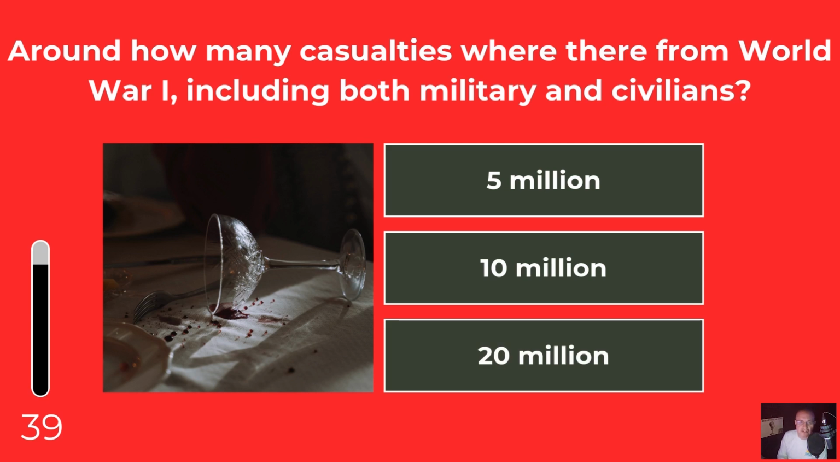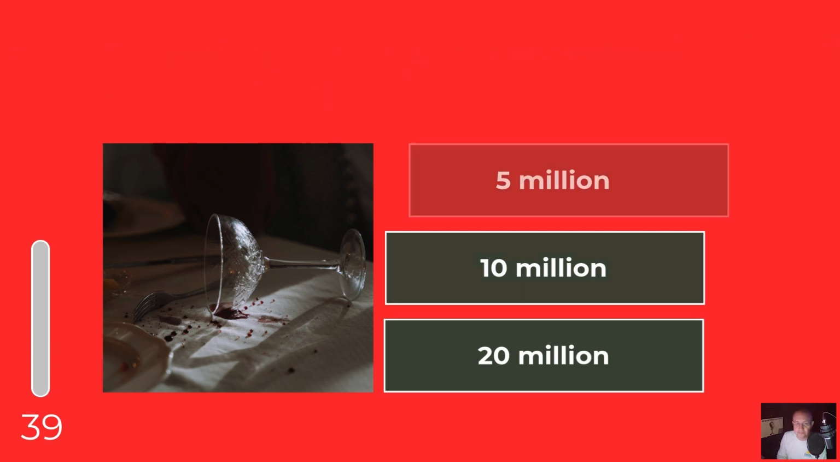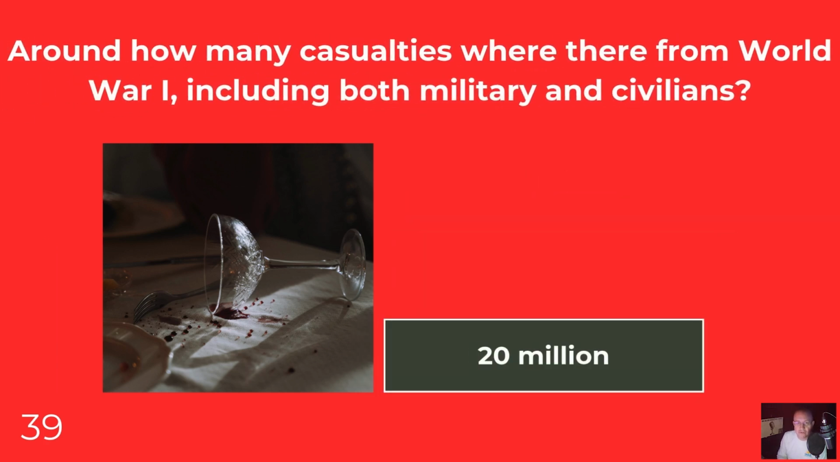Around how many casualties were there from World War I, including both military and civilians? 5 million casualties, 10 million casualties, or 20 million casualties? There were 20 million casualties from World War I.